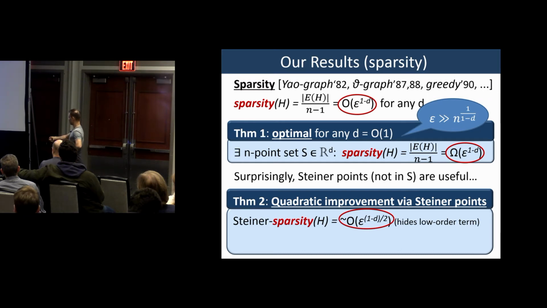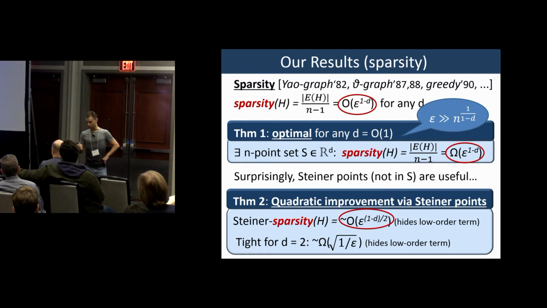And every time you see a tilde here, I'm going to hide something. Okay, so there are many tildes. We are hiding usually very small, polylogarithmic dependencies. And so for 2 dimensions, the upper bound is square root of 1 over epsilon, and we show that it is tight. So this lower bound is for 2 dimensions.